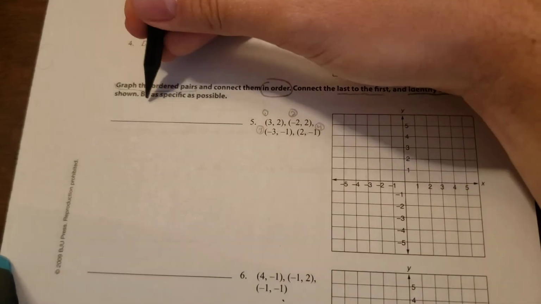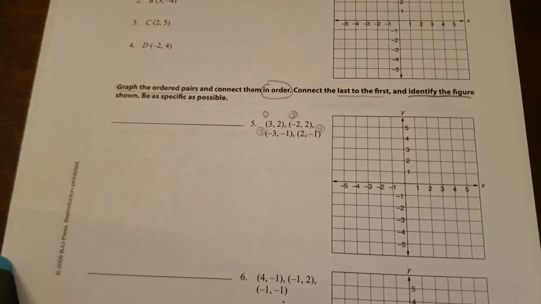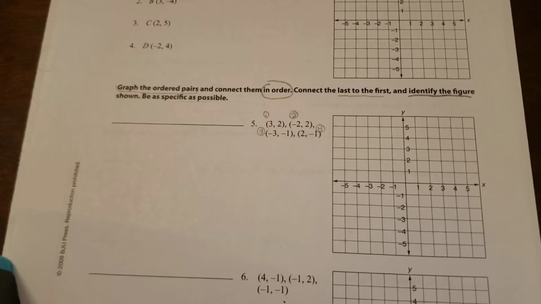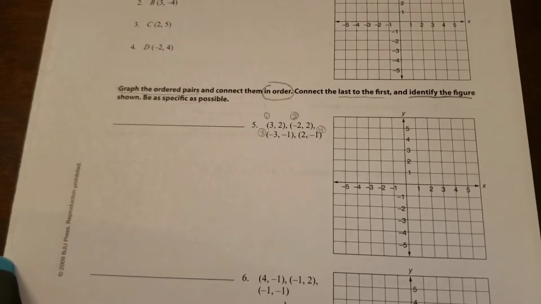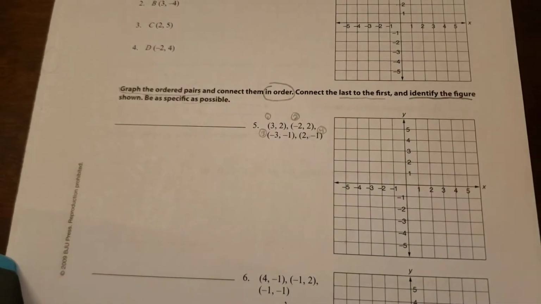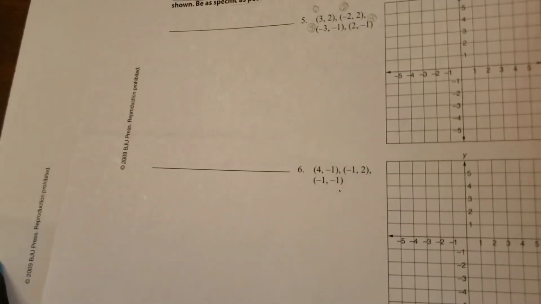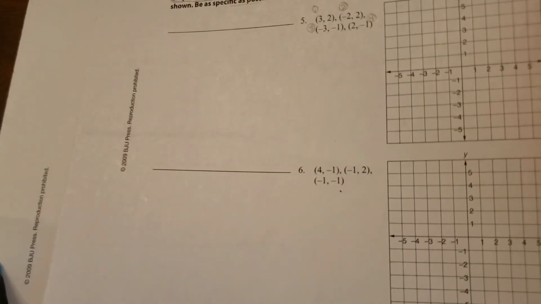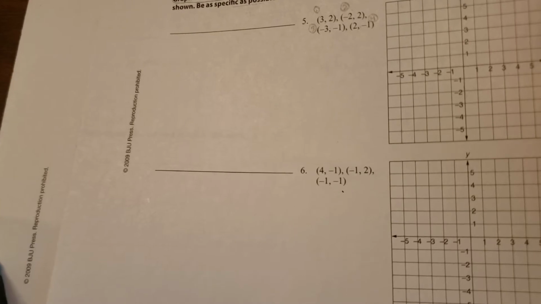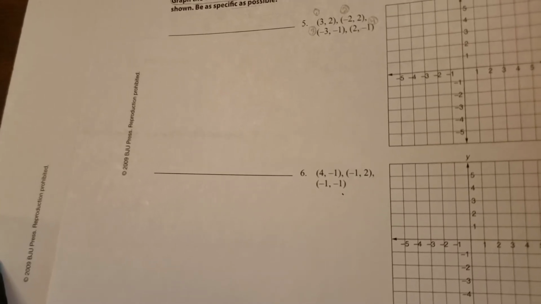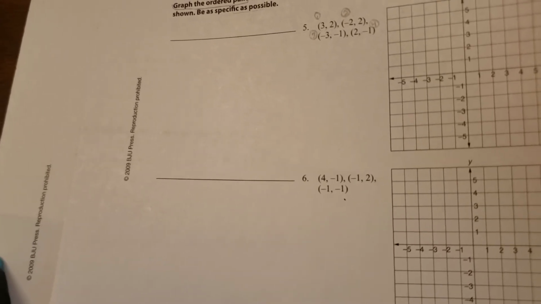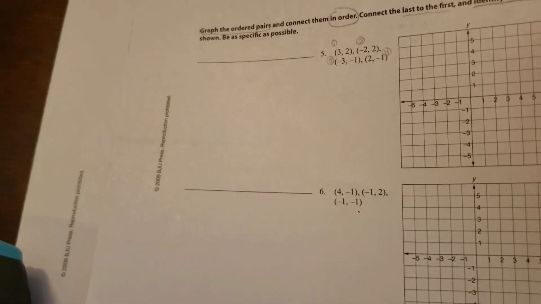Be as specific as possible. Now it's just going to be whether it's a square, trapezoid, a parallelogram. Do the best you can. Tell me your shapes. That's going to be for numbers 5 and number 6. Now number 6, it's got 3 points, so it's probably going to be a triangle. What kind of triangle? Is it acute? Is it isosceles? Is it right? I don't know. You tell me. Okay.